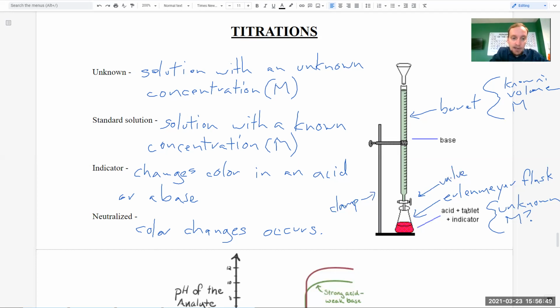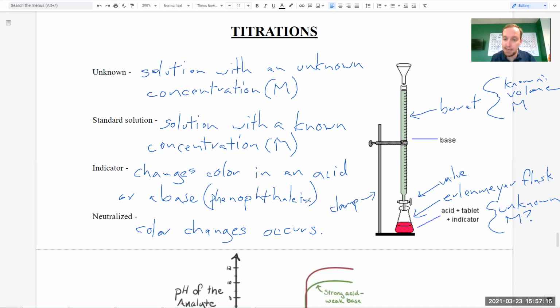Now, this indicator that we're using is usually something called phenolphthalein. Let me just make sure I spell this correctly because I can never spell it. It has a lot of weird letters, and you'll see what I'm talking about. Phenolphthalein. There we go. So phenolphthalein is a very common indicator that we're going to use, and in the presence of an acid, it's pink. So that's why that little Erlenmeyer flask has a pink solution.